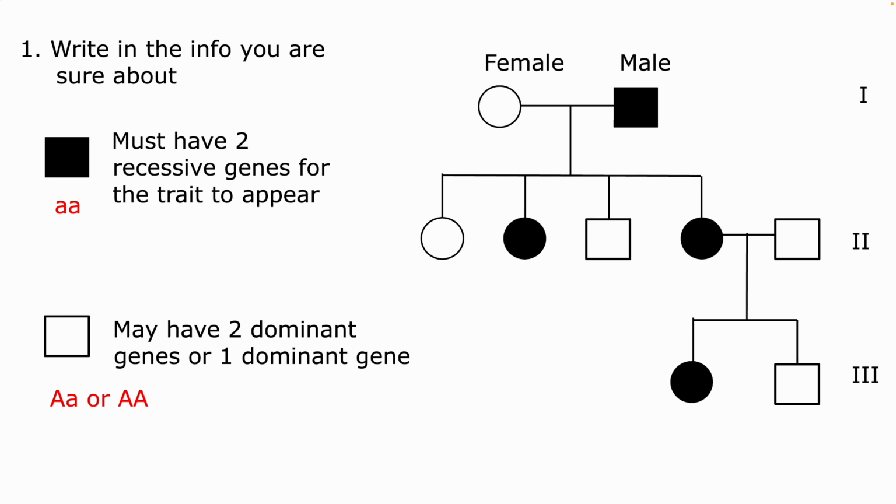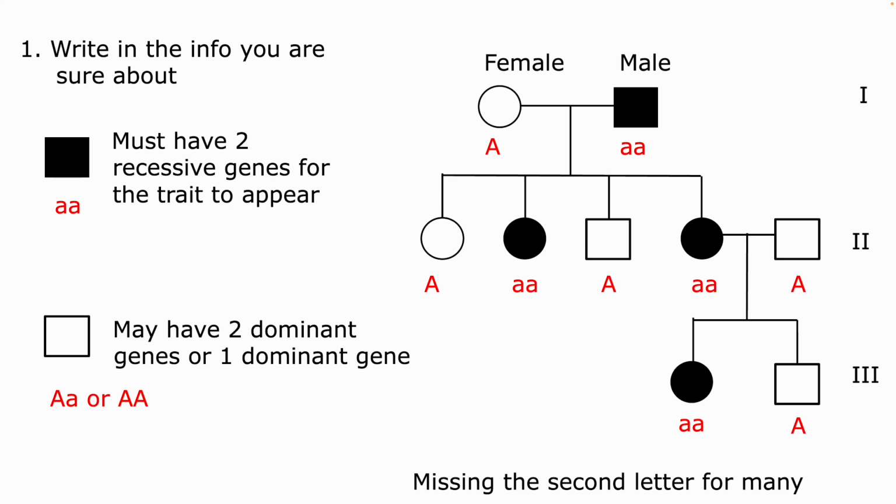The female in row 1 has at least 1 dominant allele. As it is white, the trait is not being shown. We do not know what the other allele is at this point. The male in row 1 must be homozygous recessive, as the recessive trait we are examining is being shown. We can use the same logic to fill in the rest of rows 2 and row 3.